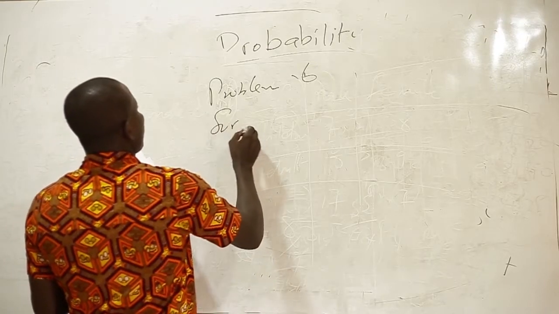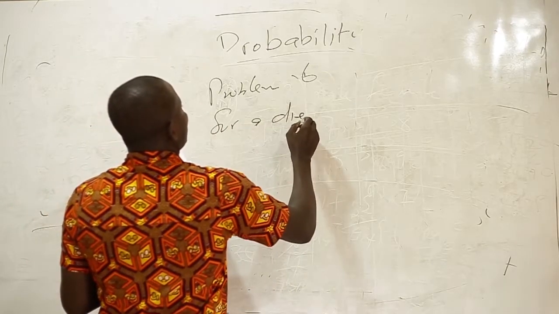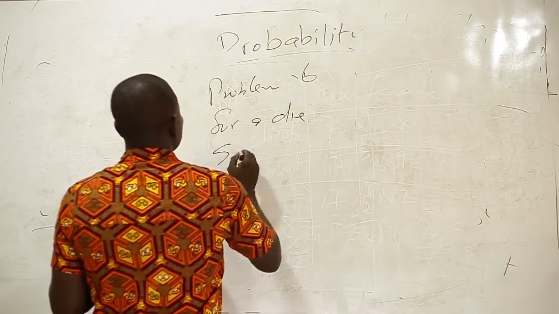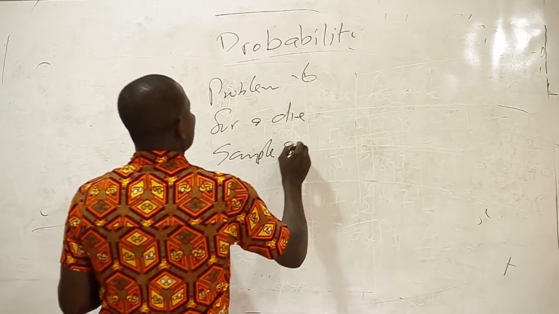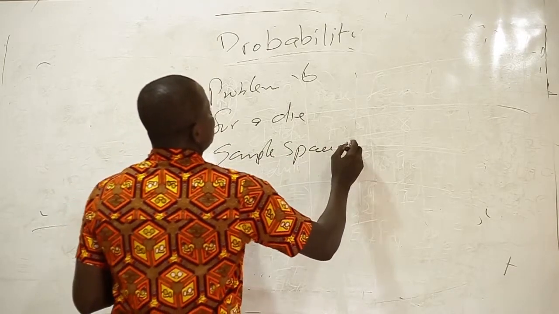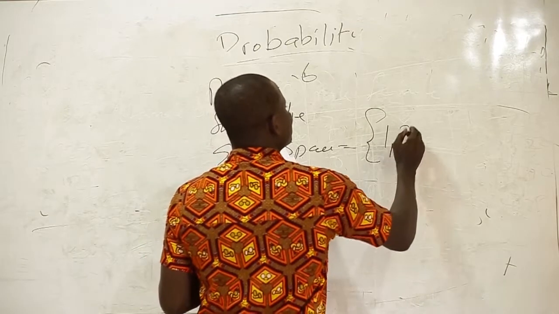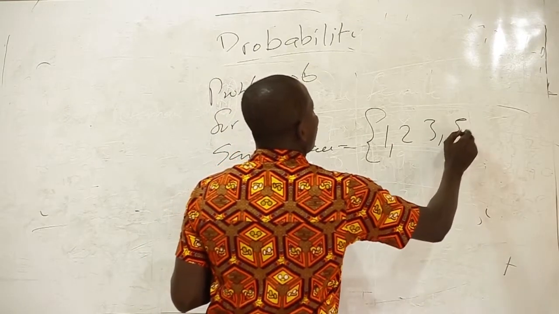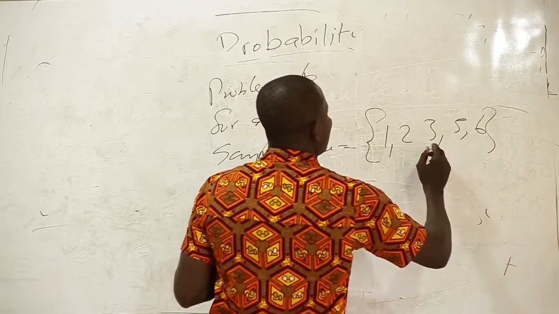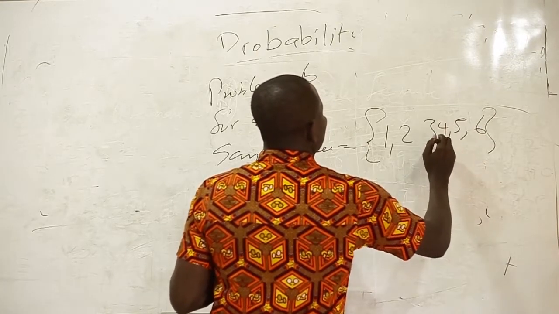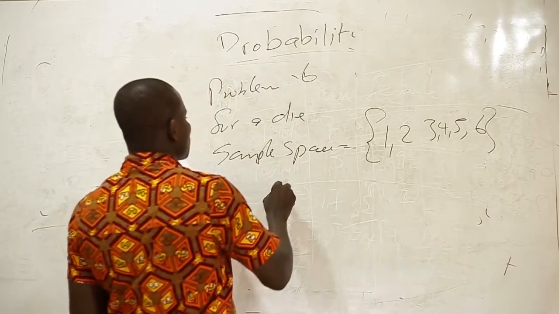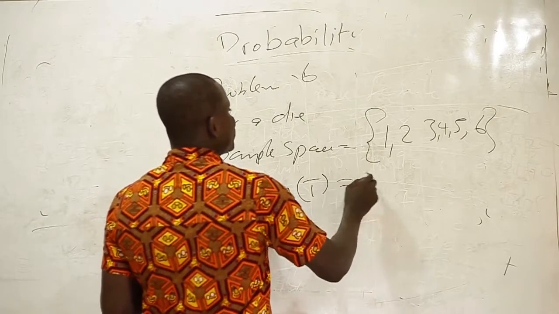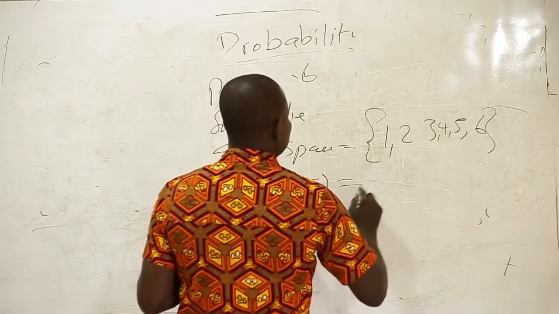So we said that for a die, what's the sample space? Sample space is 1, 2, 3, 4, 5, and 6. Okay. So n total here is 1, 2, 3, 4, 5, 6.